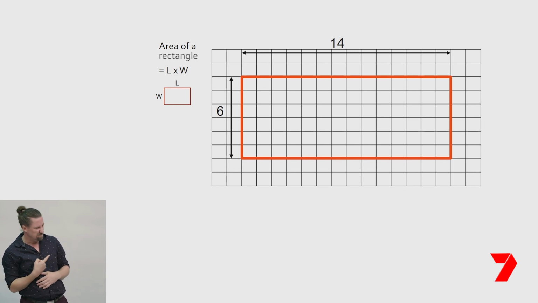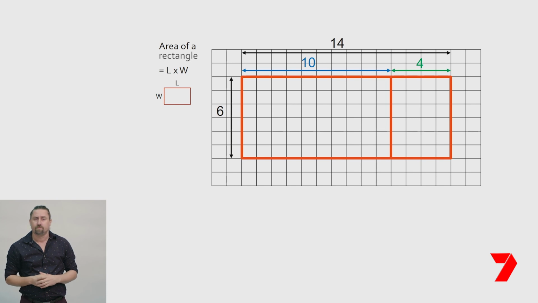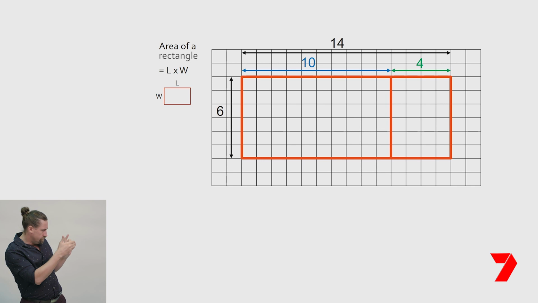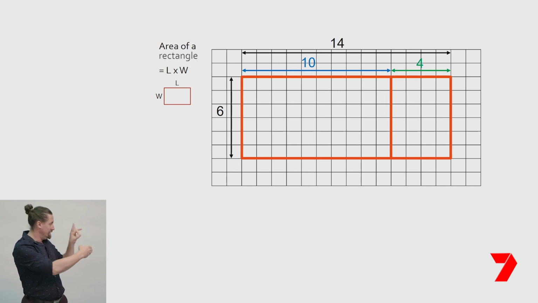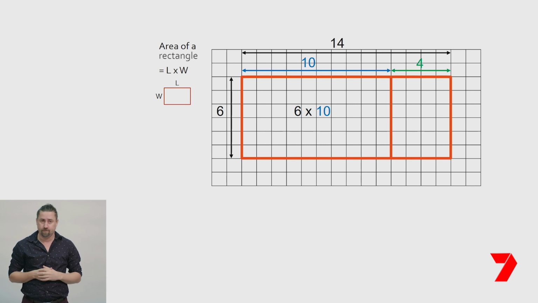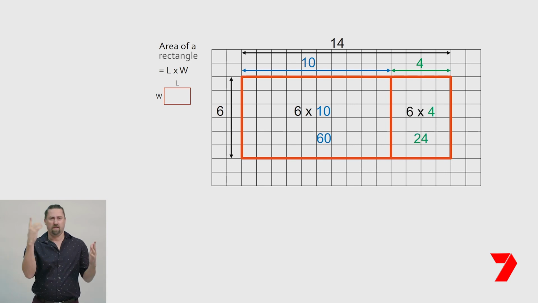To make the sum easier, we can split the rectangle into 2 smaller rectangles. We use the place value parts to split it. 14 is 1 ten and 4 ones. So the length of the rectangle is split into 10 and 4. We can easily do the multiplication of 6 multiplied by 10, 60, and 6 multiplied by 4, 24.